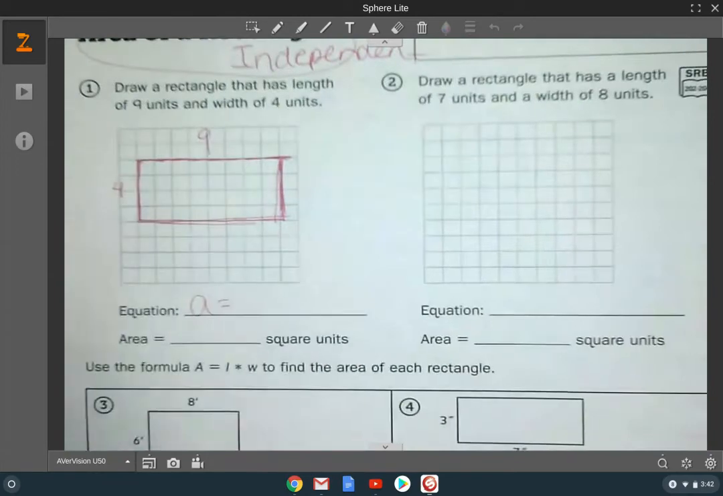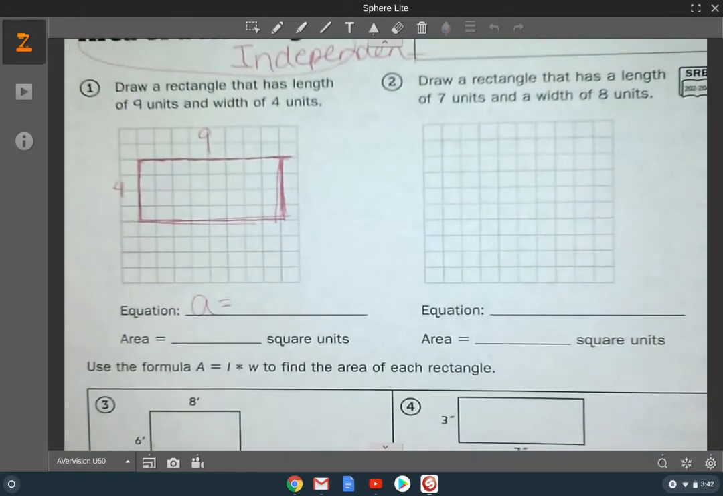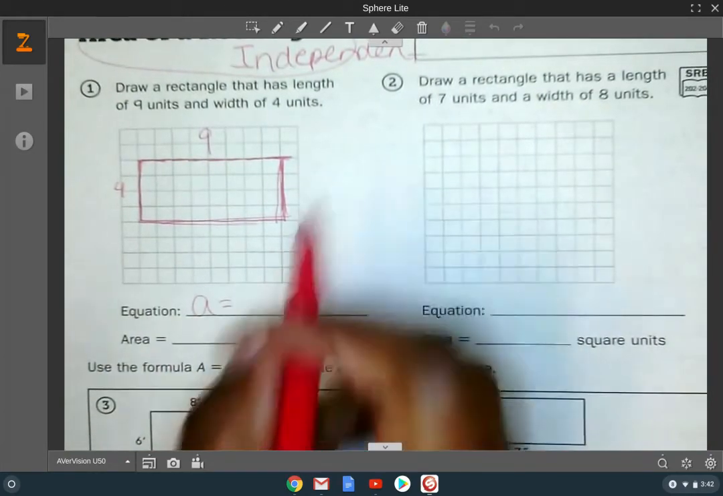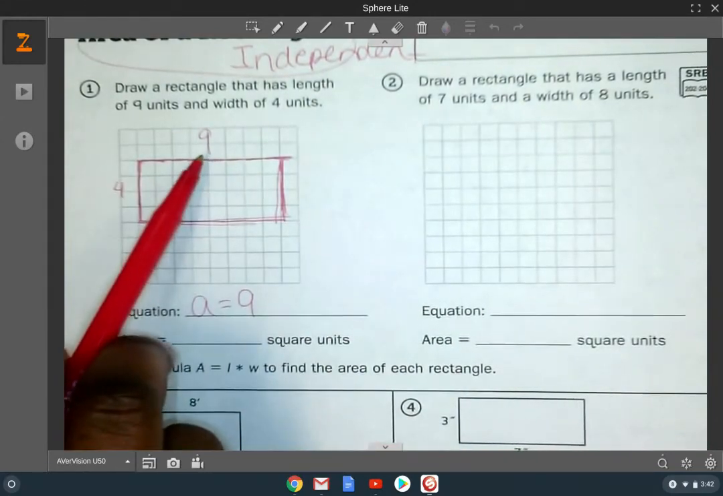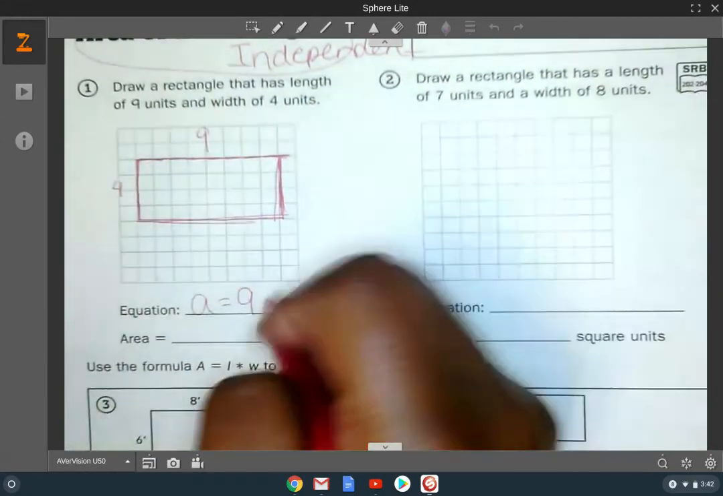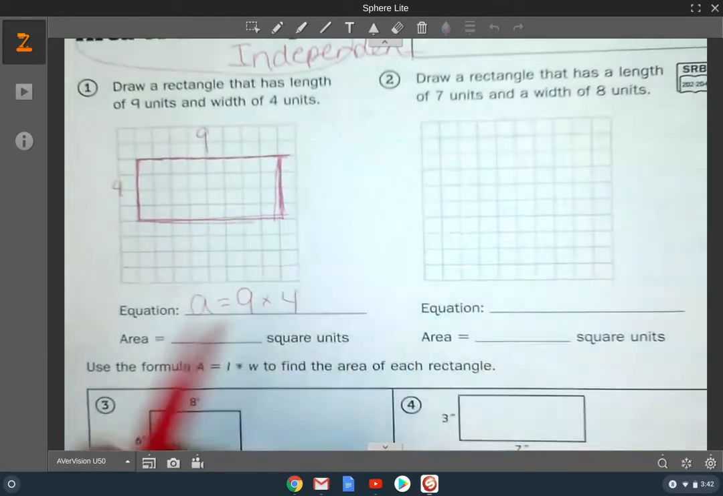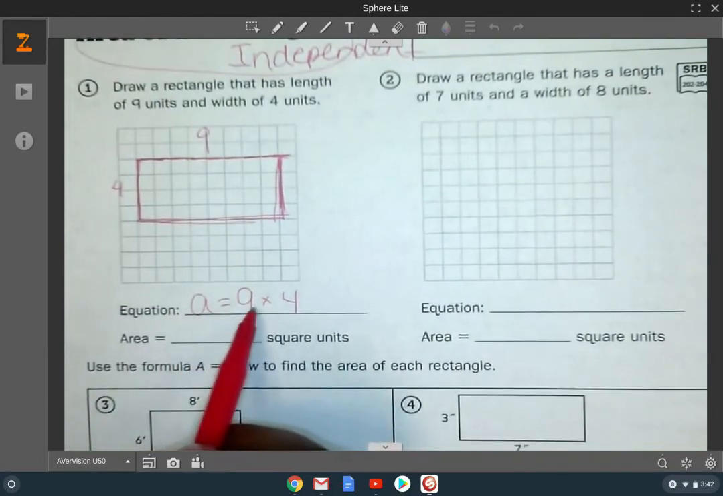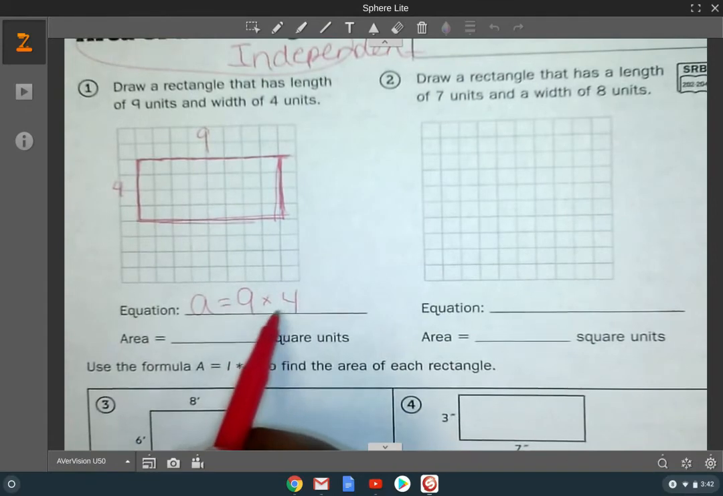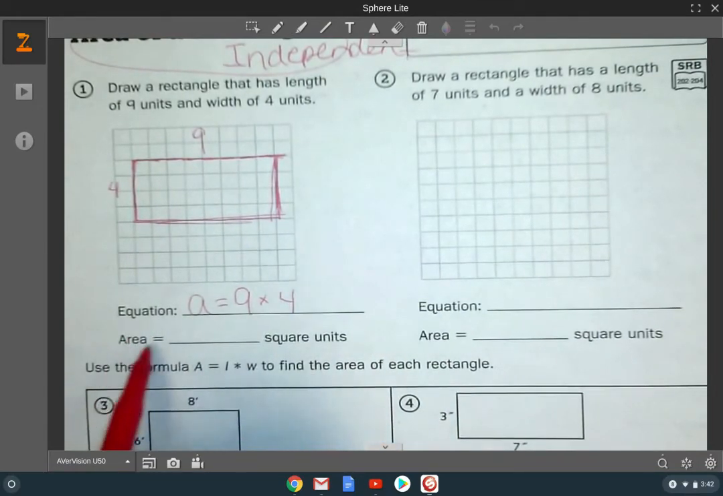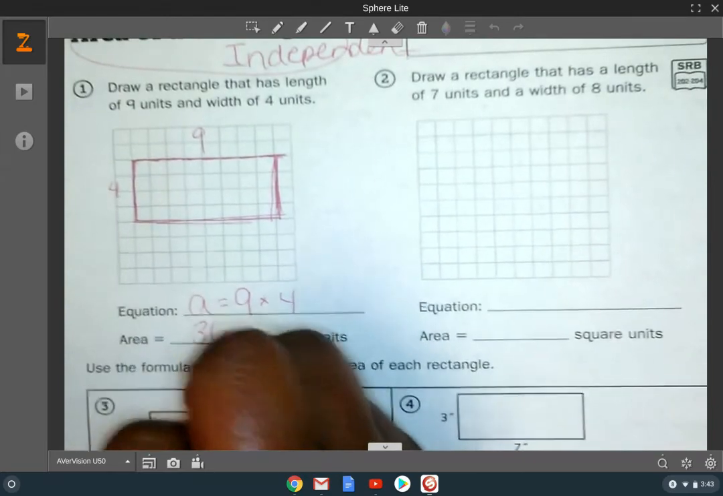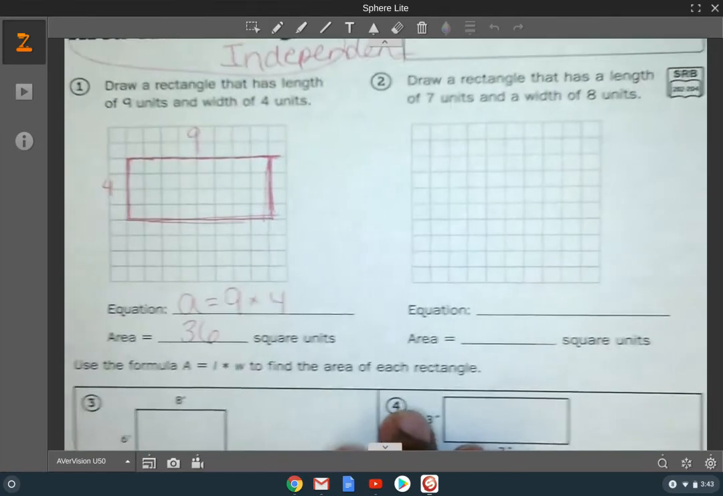So now it comes time for my equation. And my equation is length, 9, because 9 is my length, times 4, my width. Area equals 9 times 4. 9 times 4 equals 36. Area equals 36 square units.